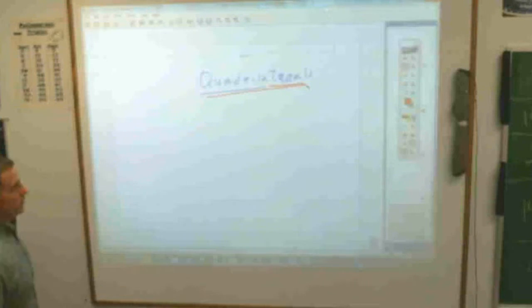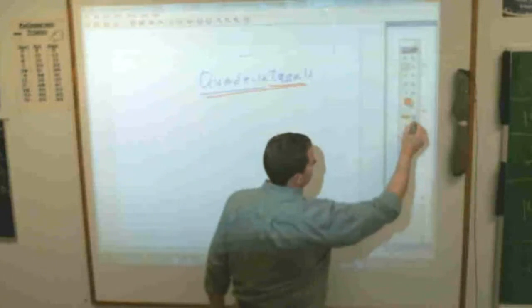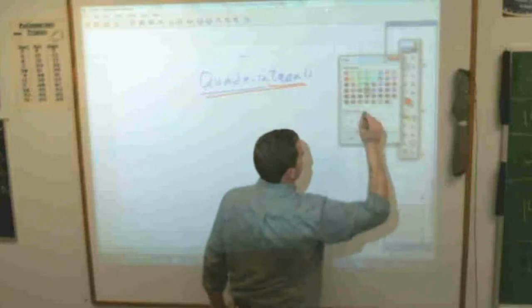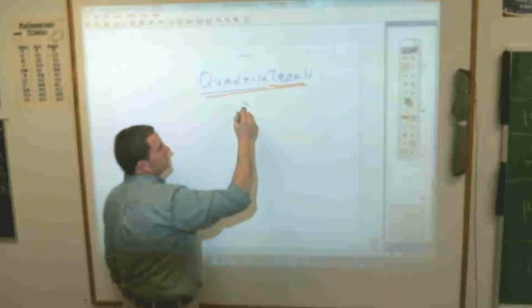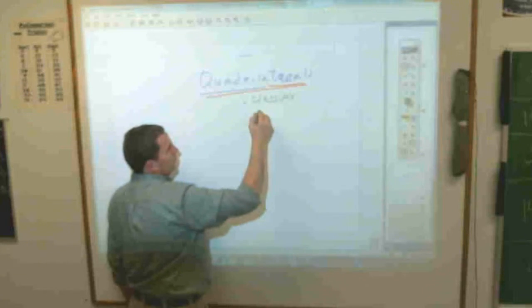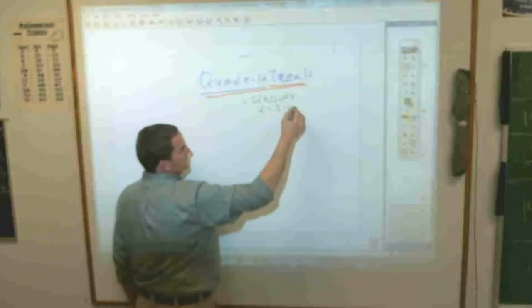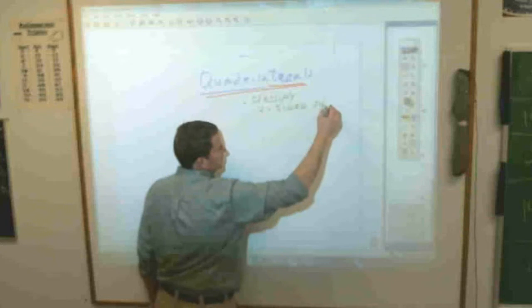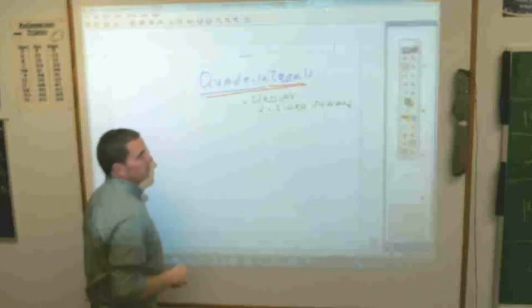Quadrilaterals. Somebody work with me. What is a quadrilateral? Four-sided shape. Yep. So we're talking about classifying them, and they are four-sided shapes. And we shall write these down, and you will be happy that you know these. And there are 1, 2, 3, 4, 5, 6 of them.